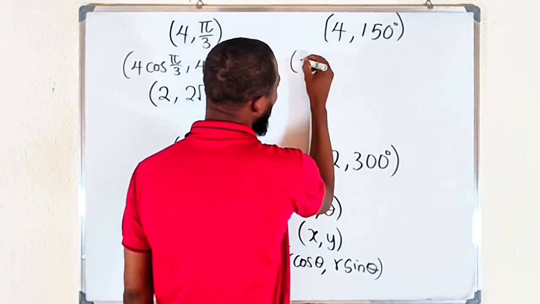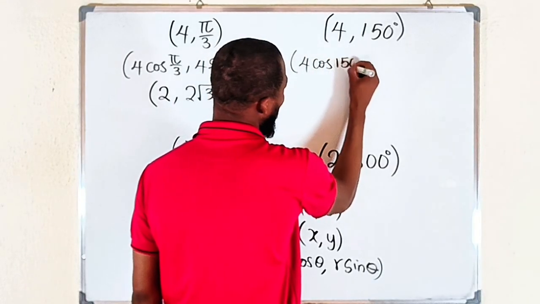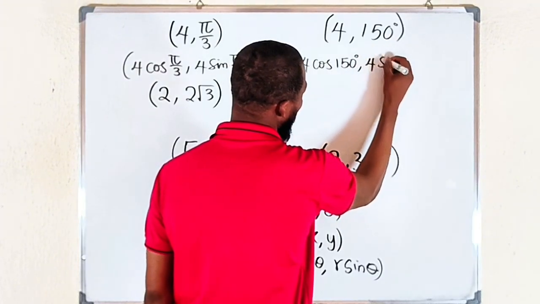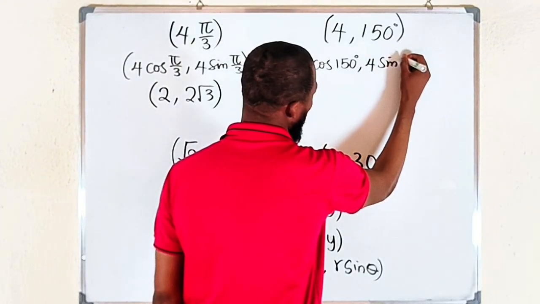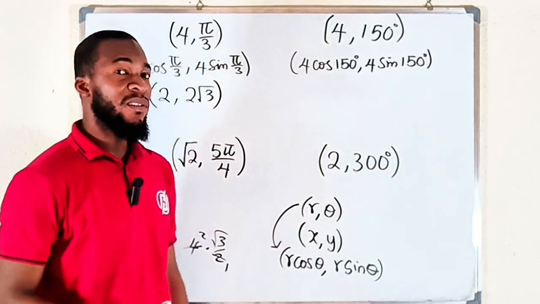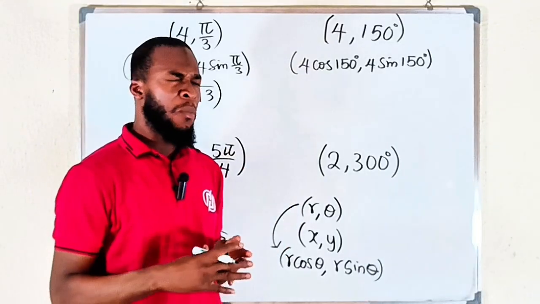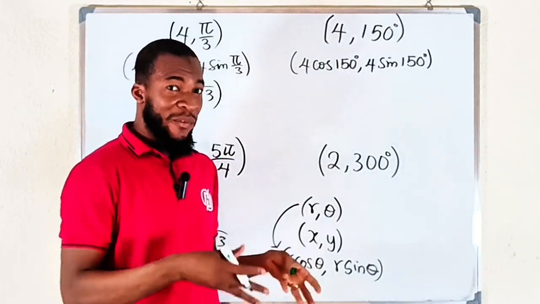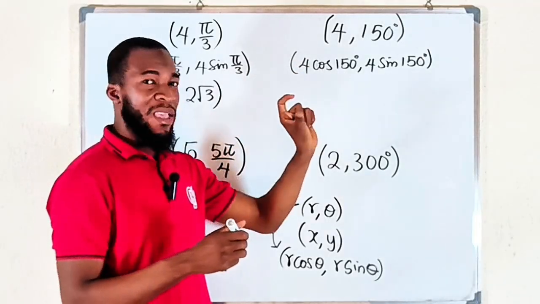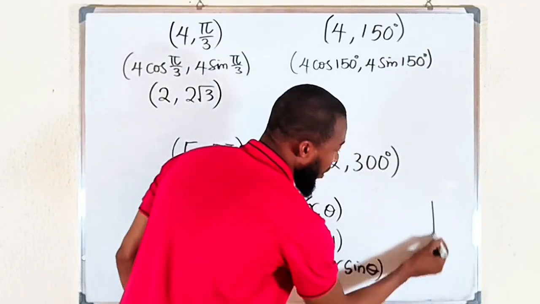We have our coordinate to be 4 multiplied by cosine of 150 degrees. Then 4 again multiplied by sine of 150 degrees. 150 degrees is in the second quadrant, and in the second quadrant cosine is negative, but we can assume we are in the first quadrant by using a reference angle, because 150 is 30 degrees less than 180, right? So we can use 30 degrees.